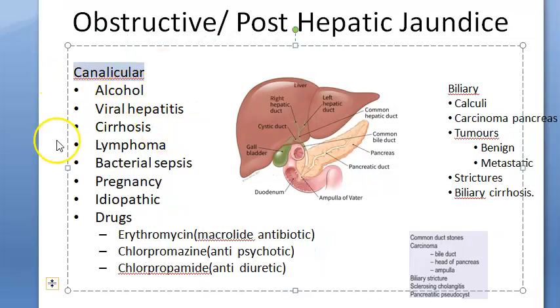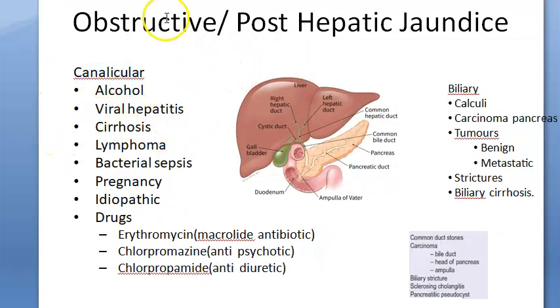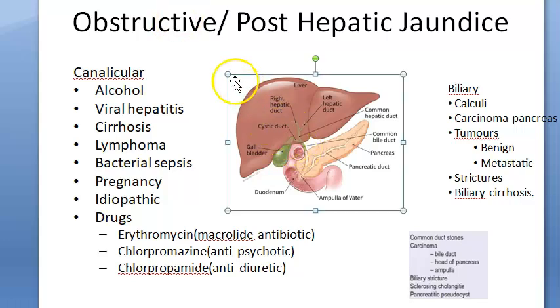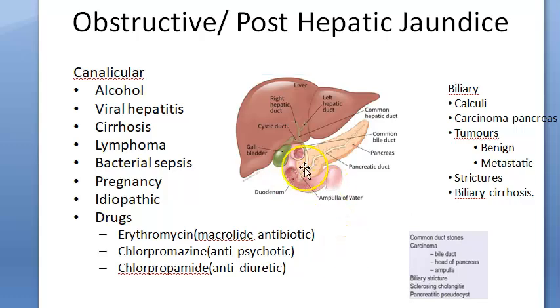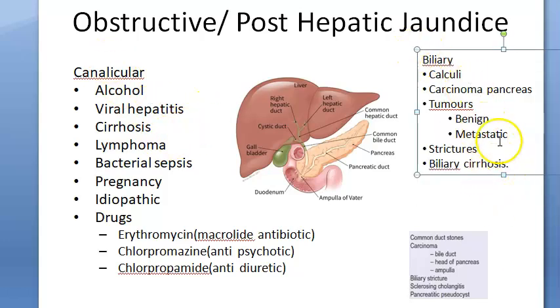Canalicular, okay? The canals, all these canals. If you draw this diagram, you will get very good marks. So draw the hepatic duct, cystic duct, that will become bile duct, joins the pancreatic duct and opens in the duodenum. So somewhere here, everywhere obstruction is there, okay? So this is canalicular. Biliary, the main thing they're talking about, is the gallbladder, right? Inside the gallbladder, some calculi. What do you call this? Cholelithiasis.